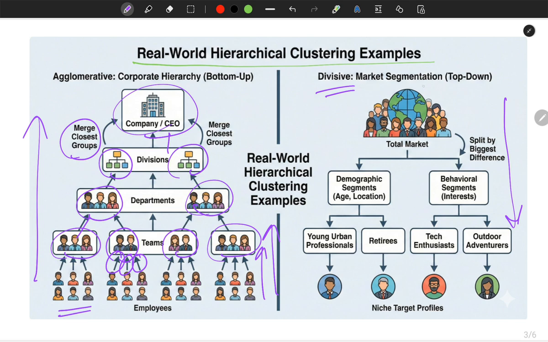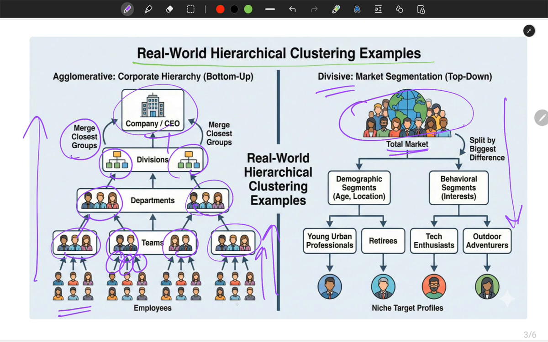This is what we have in market segmentation. Whenever we have to study the total market, we come from the top-down approach. Here the total market is represented by a large, diverse crowd of people. That represents the total market. In clustering terms, all the data points start in one massive cluster. This is one massive cluster that we have.